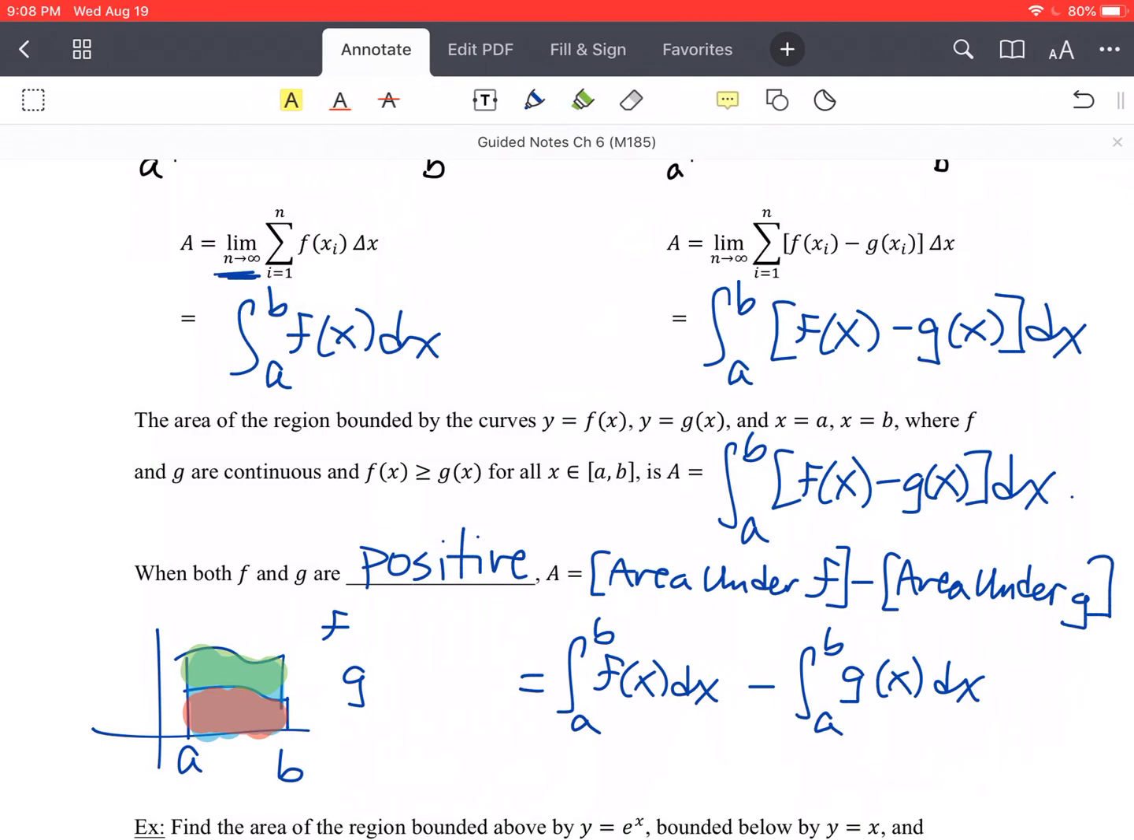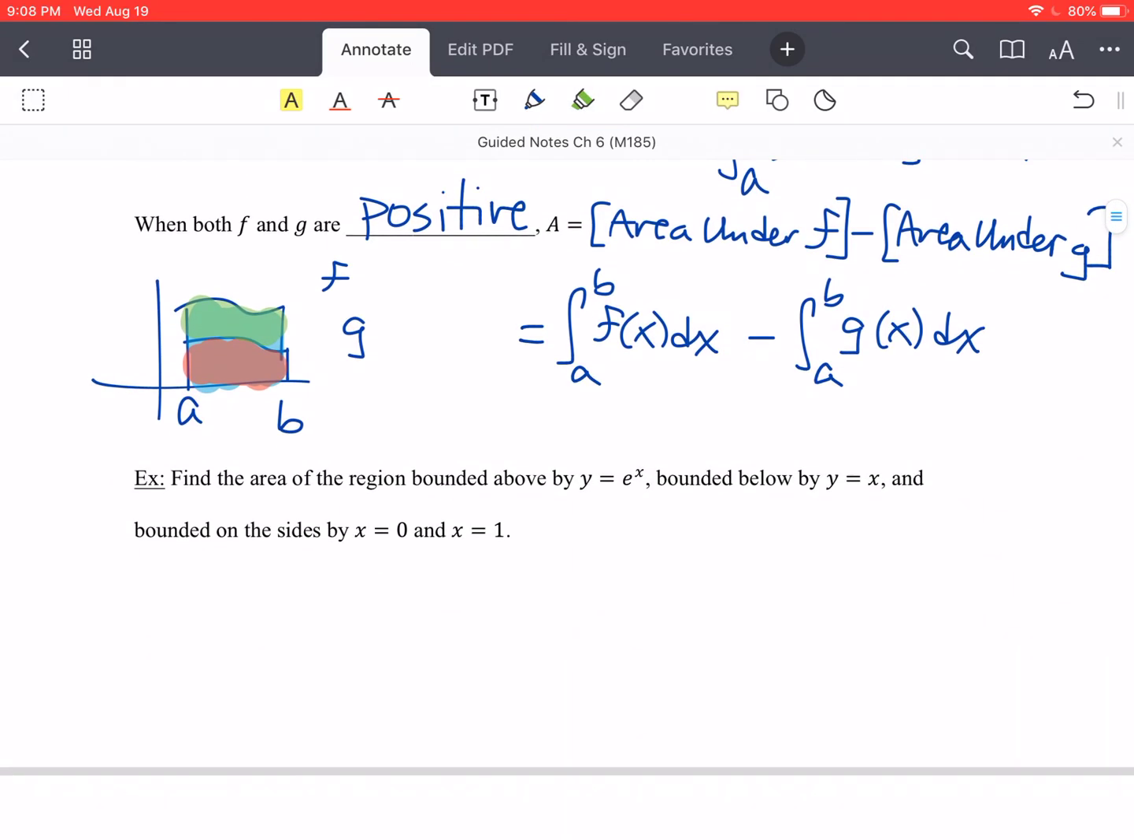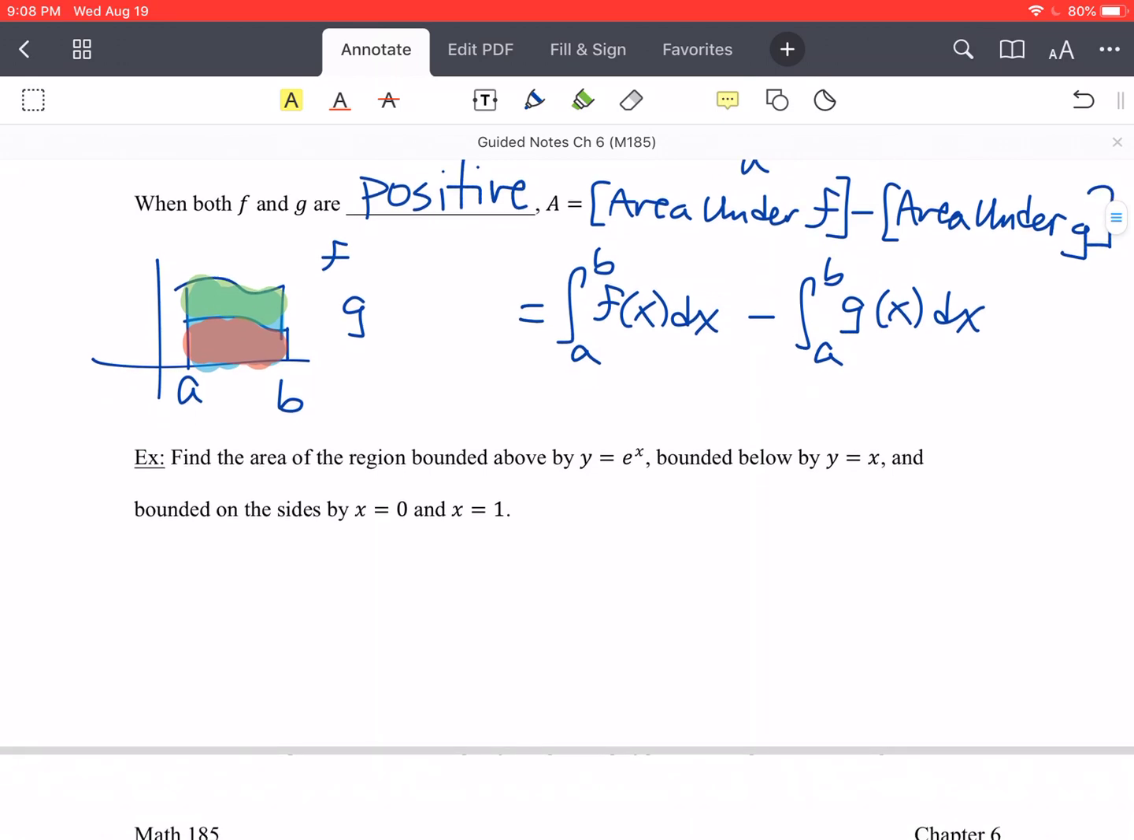Okay, so let's go ahead and look at an example. Find the area of the region bounded above by y equals e to the x, bounded below by y equals x, and bounded on the sides by x equals 0 and x equals 1.